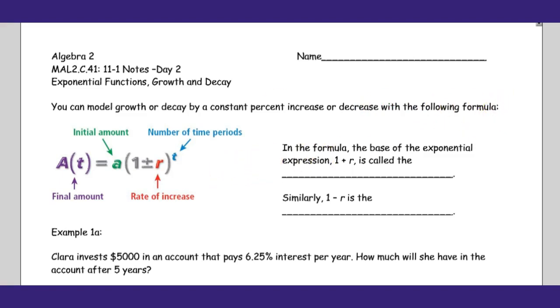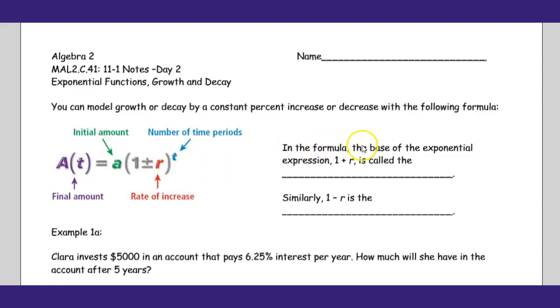Here's our formula, and here are your parts. Your initial amount is A, your time period is T, and your rate is R.